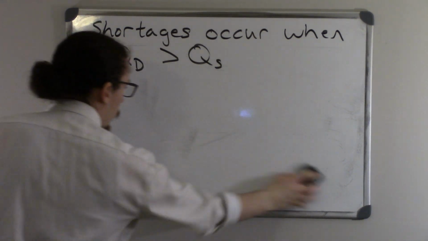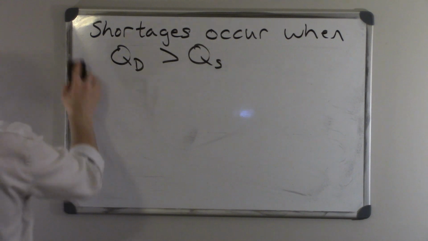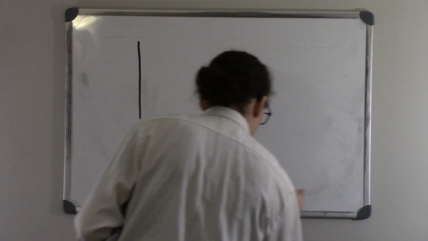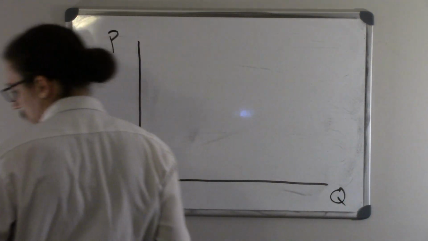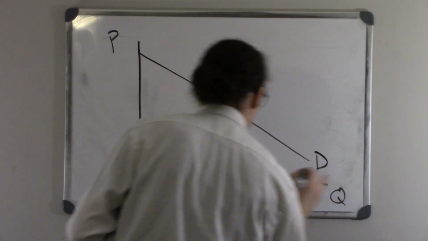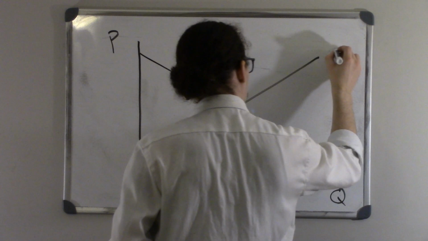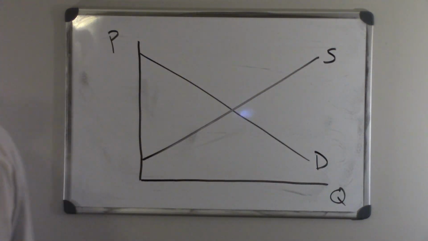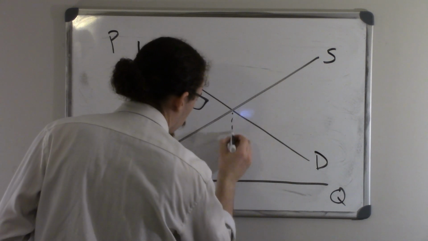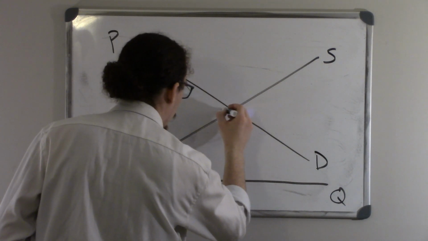All right. But this is the case. This is when we're going to have shortages. I'm going to go ahead and erase that, and then just draw out a very large graph. All right, so here we've got our price quantity axes. We're going to grab our demand curve and our supply curve, and we'll go ahead and mark our equilibrium.